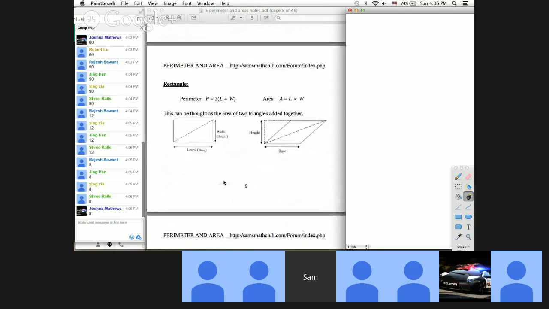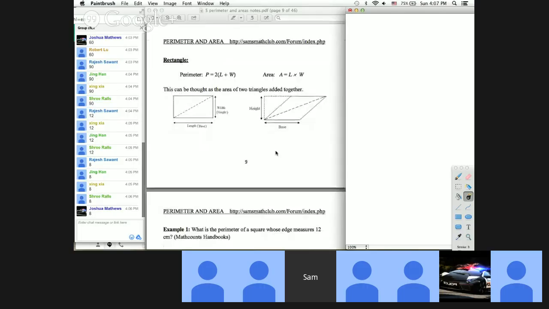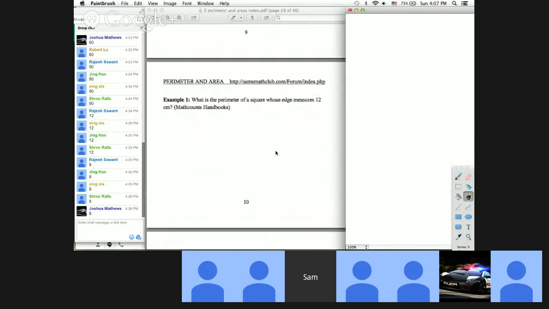Okay, so we just covered triangles really briefly, so now it's on to rectangles. Rectangles, you guys should already know that the perimeter is just all the sides summed up, 2 lengths added to 2 widths, and the area is just length times width. It can be thought of as 2 triangles. Same thing for parallelograms. Okay, nice and easy. Let's try this example. What is the perimeter of a square whose edge measures 12 centimeters?